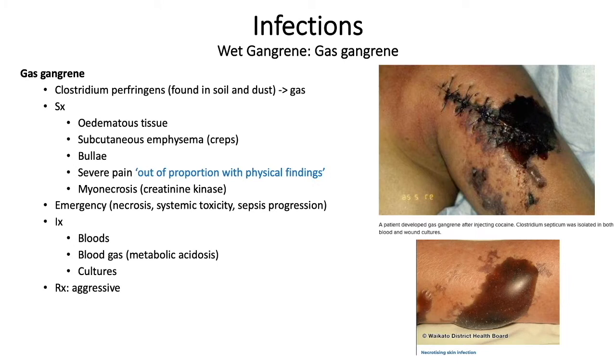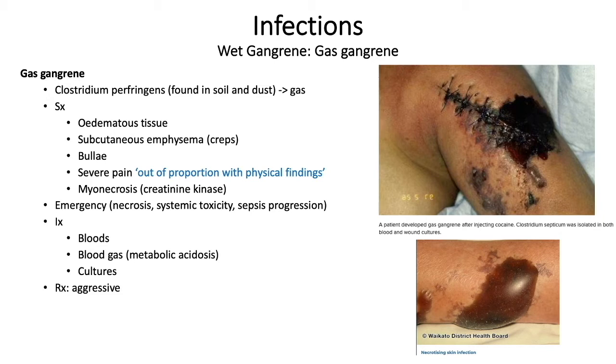The first is gas gangrene. This is typically caused by a bacteria called Clostridium perfringens. It's an anaerobic bacteria and it's commonly found in soil and dust. This bug proliferates rapidly, particularly in injured muscle. It releases toxins that induce blood clotting and muscle necrosis.